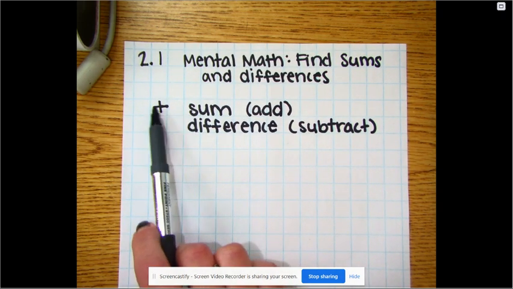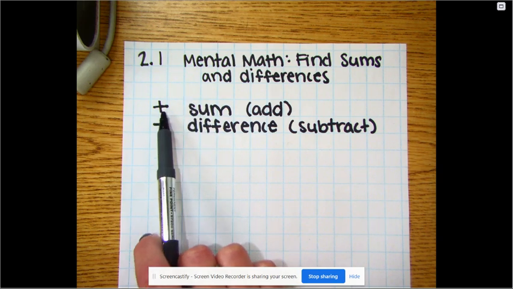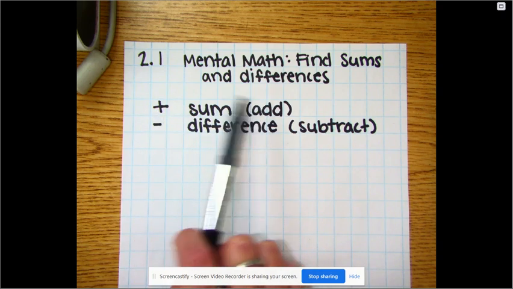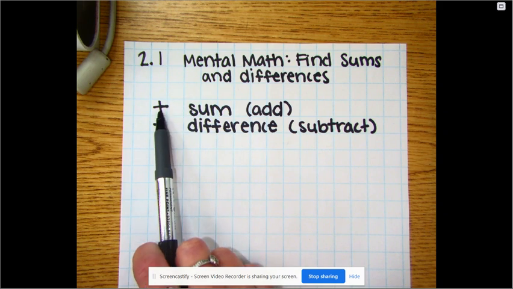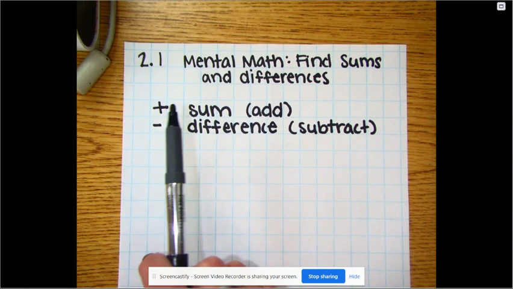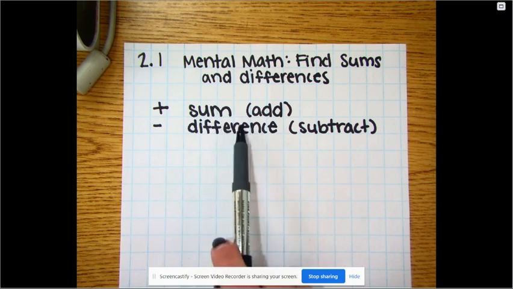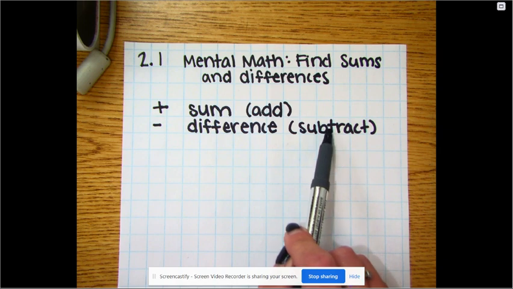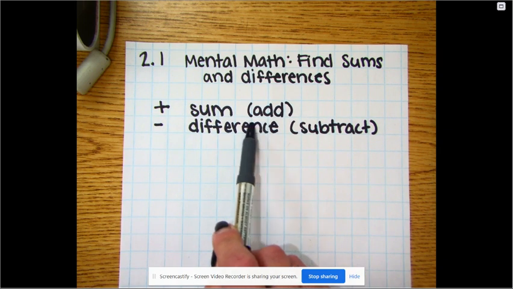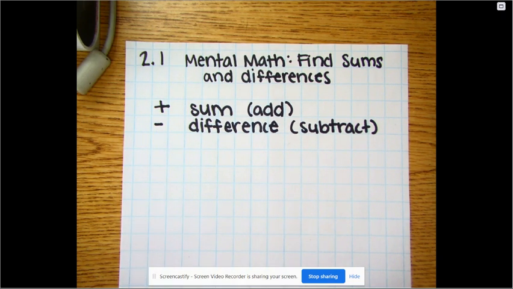The first key term is the word sum. Sum is just a fancy word for add. So whenever I see the word sum, I know I'm going to be adding. The other fancy word that we're going to be looking at is difference. This key word means to subtract. Whenever I see the word difference, I know that I'm going to be using a subtraction symbol.